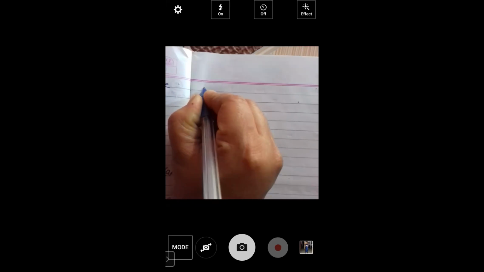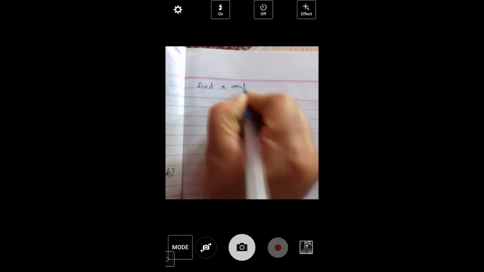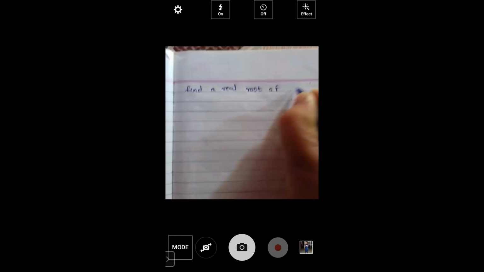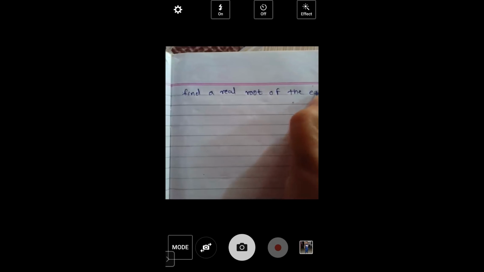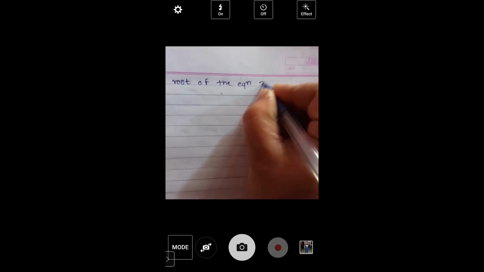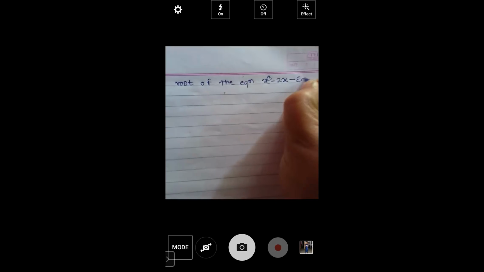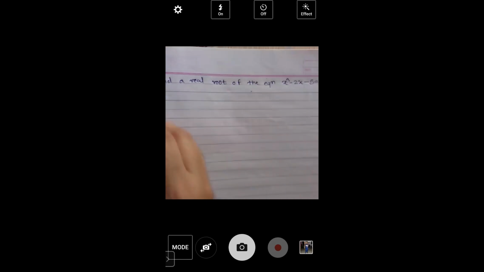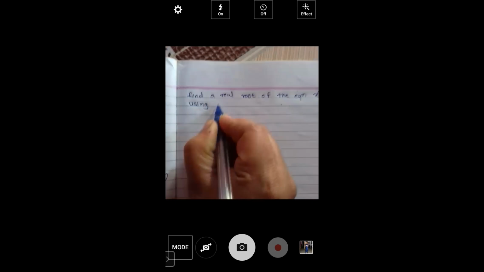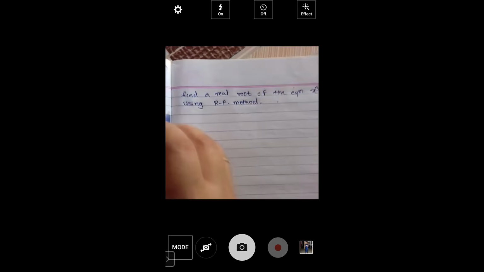Okay, done. Find a real root of the equation. Write down the equation x cube minus 2x minus 5 is equal to 0 using the regula falsi method.